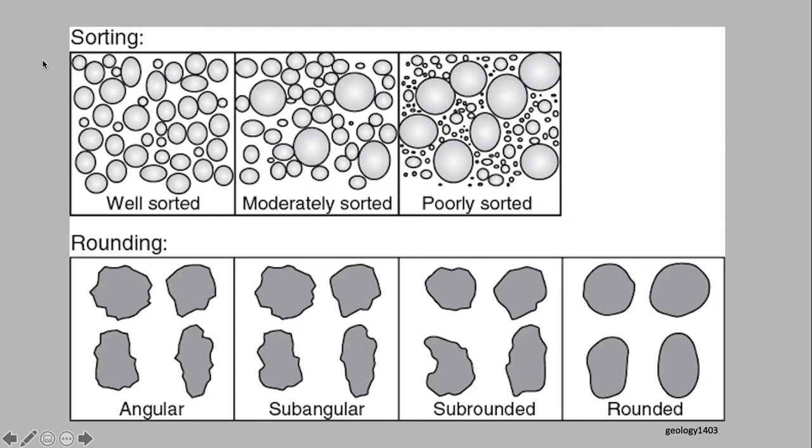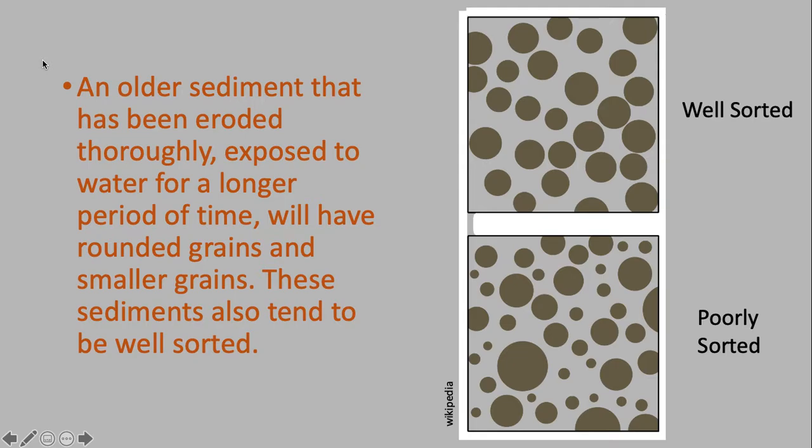Here's some images of sorting. Well-sorted sediments are mostly the same size, whereas poorly sorted sediments are all different sizes. Sediments that have been exposed to water for a long period of time are more well-sorted. So an older sediment that has been eroded thoroughly, exposed to water for a longer period of time, will have rounded grains and smaller grains. These sediments also tend to be well sorted.